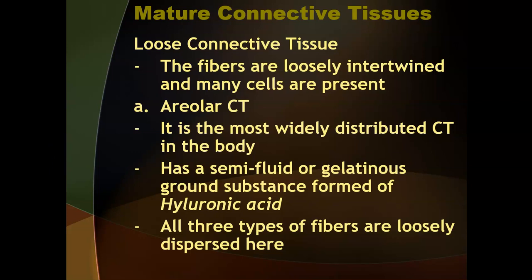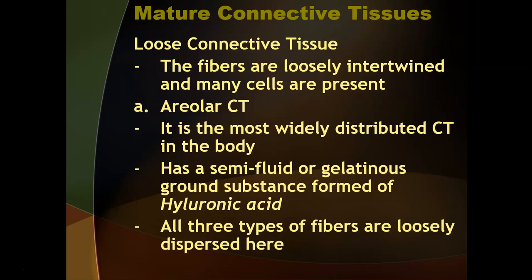Now we're going to get into the mature ones, and this is the same idea as when we were looking at the epithelial tissue: what makes it up, what are its properties, and where do we find it in the human body. So the first type of mature connective tissue we're going to talk about is loose connective tissue. The reason we call it loose is because the fibers are very loosely intertwined within the matrix, and many cells are present.